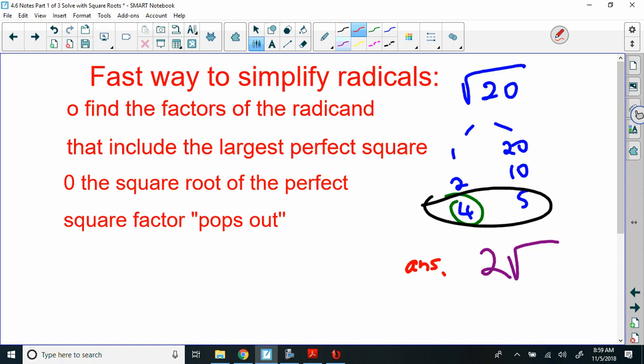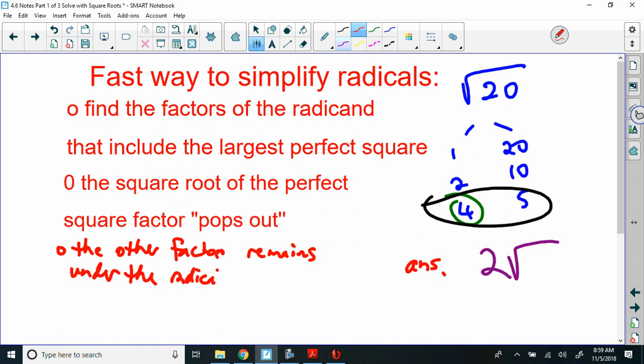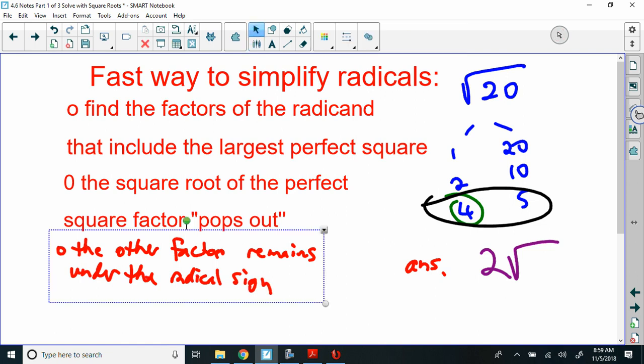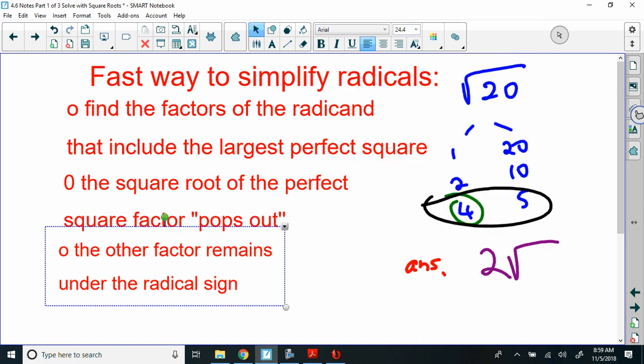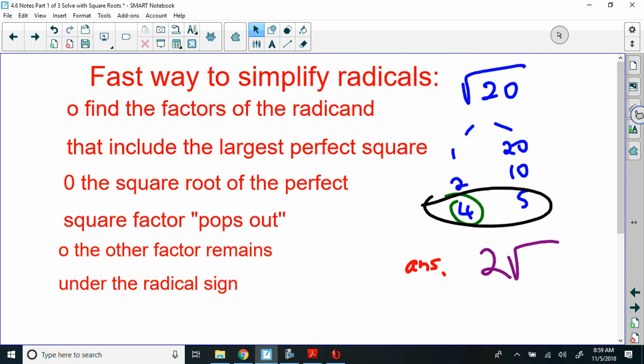And remember, this is the fast way to simplify radicals. Then the final thing is the other factor remains under the radical sign. In this case, we used 4, so the other factor is 5. So we end up with 2 rad 5.